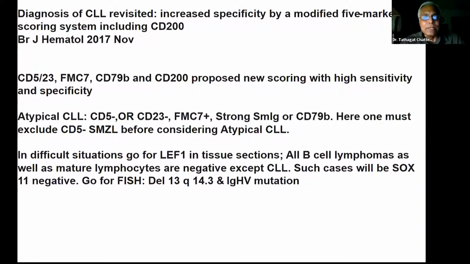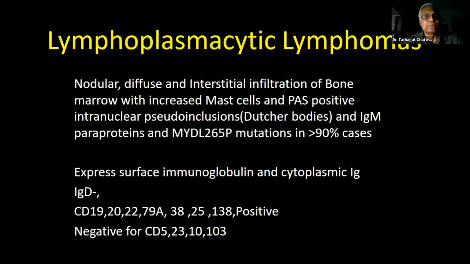A new IHC marker, LEF1, has come. This LEF1 is always positive in CLL only. All other B-cell lymphomas as well as mature lymphocytes are always negative. So in case of doubt, do an LEF1 on the lymph node. And if this is positive, you're dealing only with CLL.